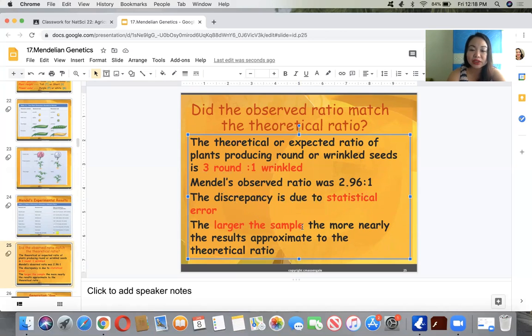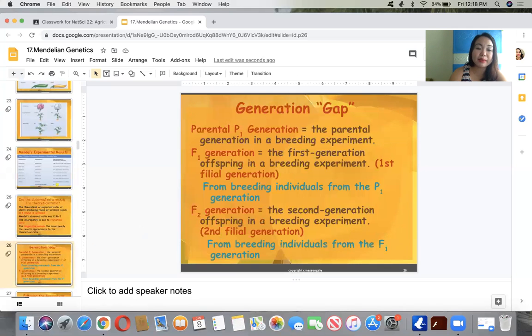The larger the sample, the more nearly the result approximates the theoretical ratio. So when you conduct an experiment, it's very important to have a large population, so you can estimate the standard error properly.